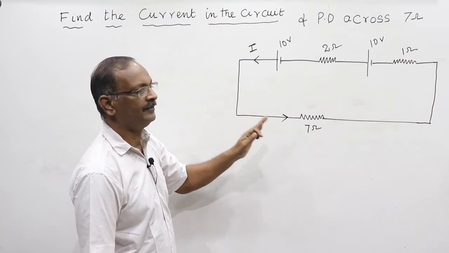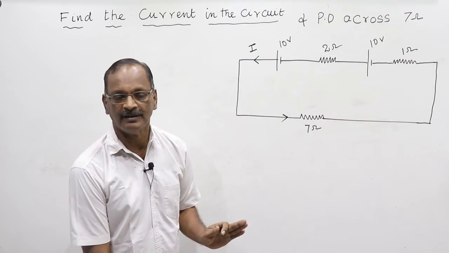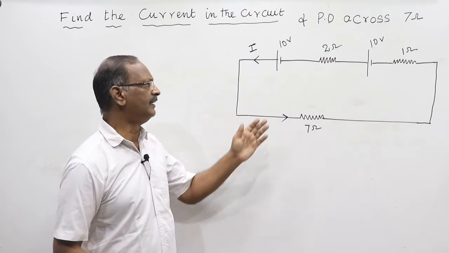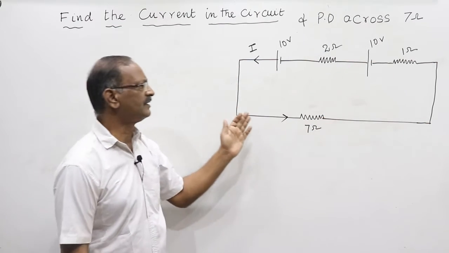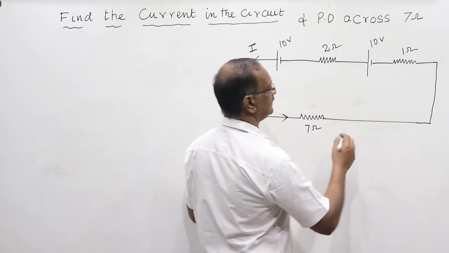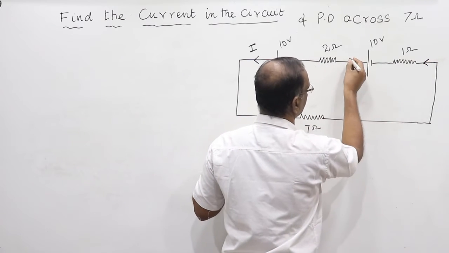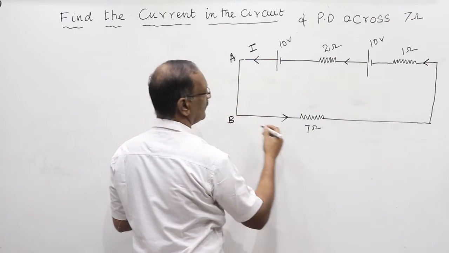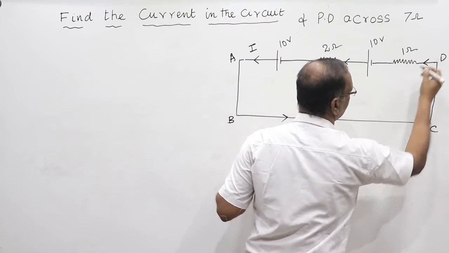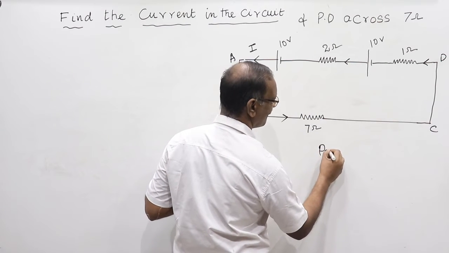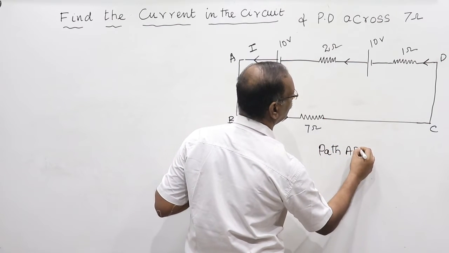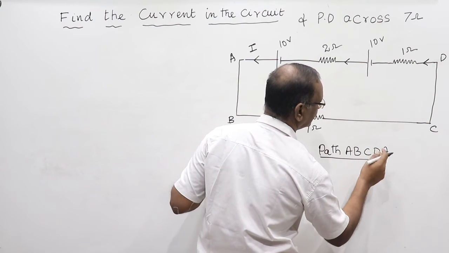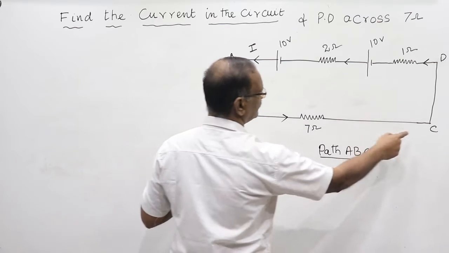We have to find out: if the answer for current comes in a positive value, it means our assumed direction is right. If it comes negative, it means the actual direction is opposite to our assumed direction. So this is I, this is V, I is flowing. We label the corners A, B, C, D. We will follow the path A, B, C, D and A. It means A to B, B to C, C to D, D to A.